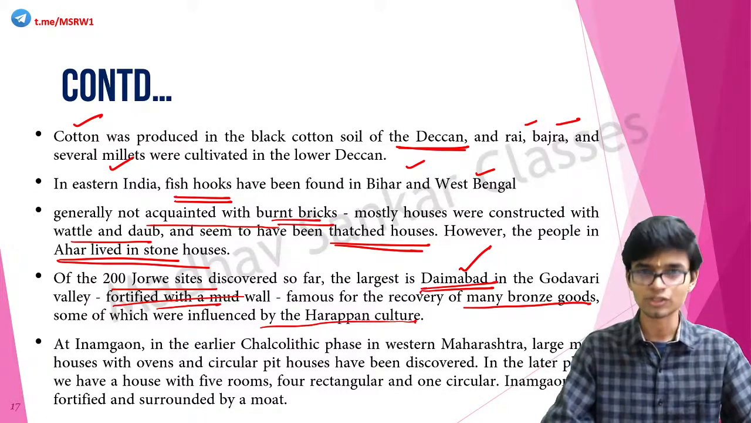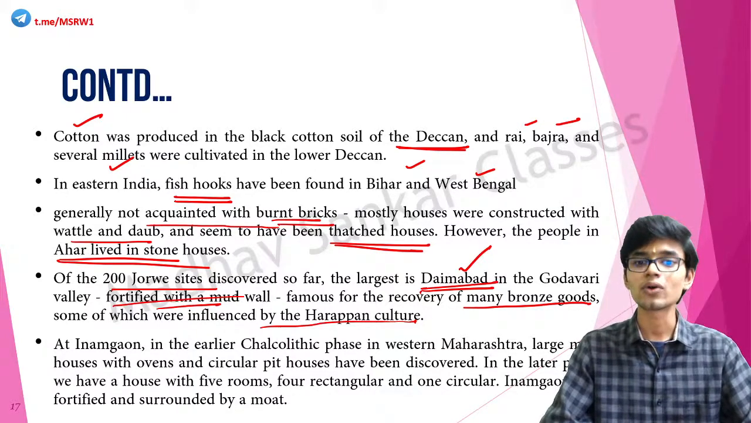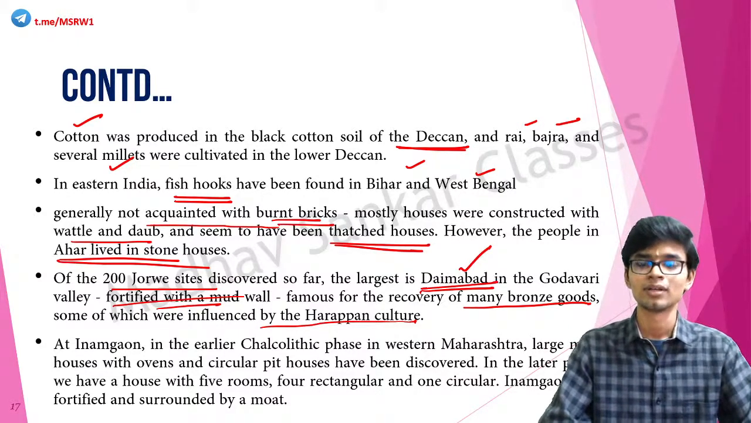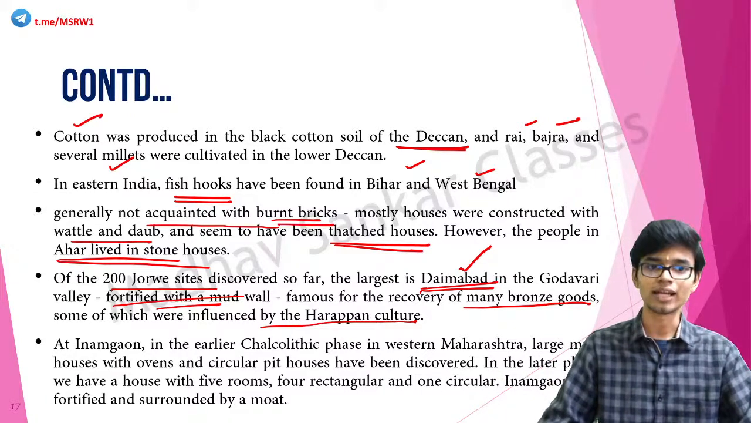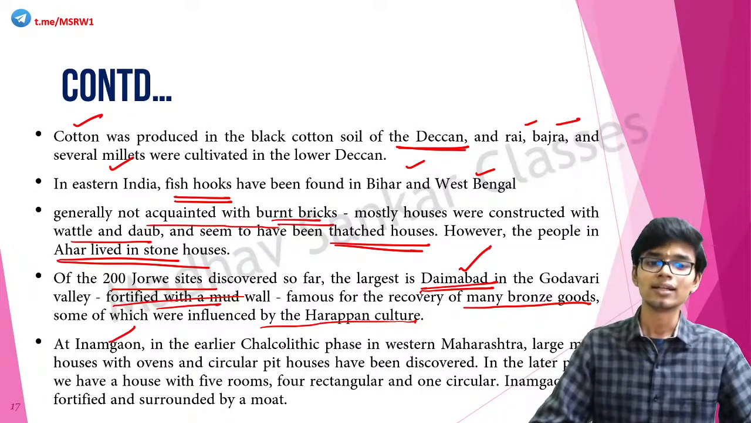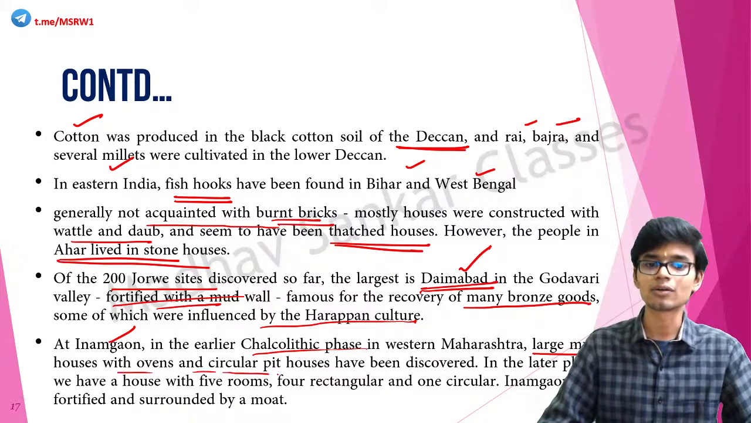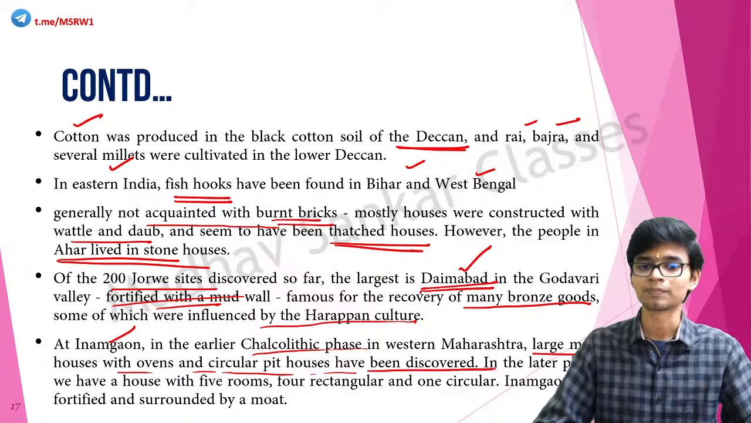It is the largest of the Jorwe sites. It has evidence of fortification. It also has evidences of bronze goods, which means it has been influenced by Harappan civilization. The other important site in Maharashtra, named Inamgaon: here in the earlier Chalcolithic period in western Maharashtra, large mud houses with ovens and circular pit houses have been discovered.